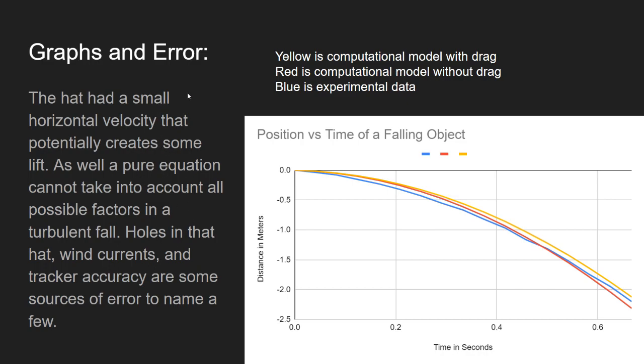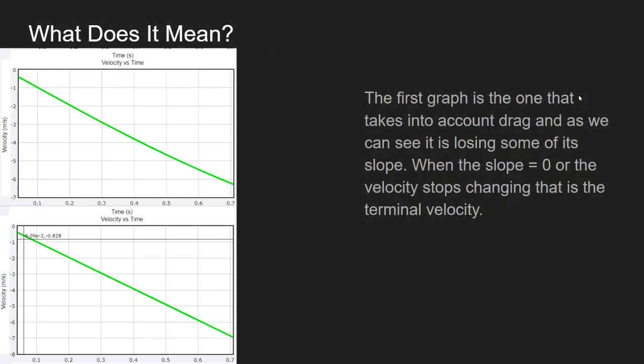As well, it was, for some reason, very difficult for me to drop the hat without giving a small amount of horizontal velocity. Whether or not that's because the hat is sort of acting like a wing, I'm not sure. But that too could have a small effect on the variability here. Of note, the one without drag is the lowest, and that makes sense because there's no opposing force, so obviously it would fall the farthest and fastest.